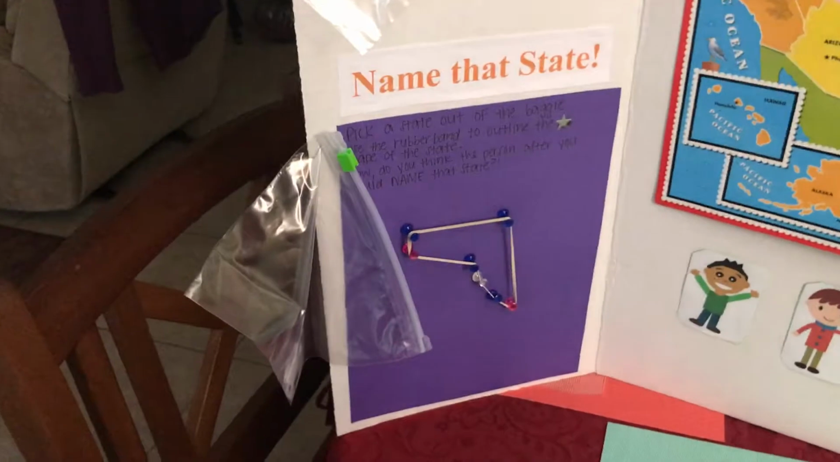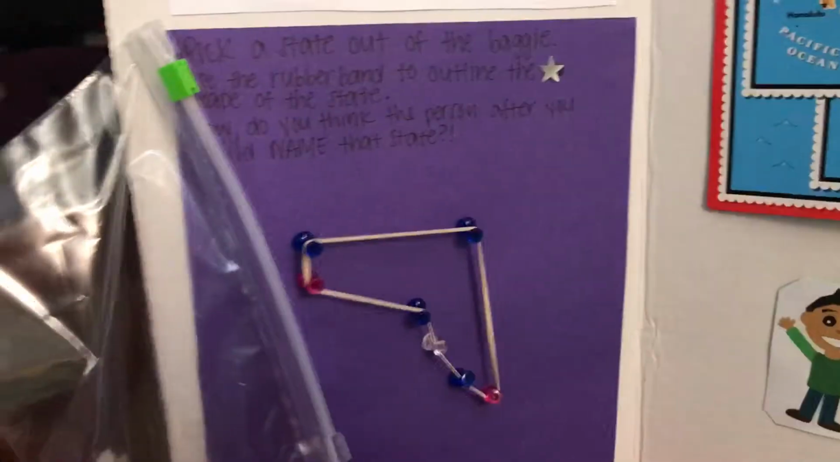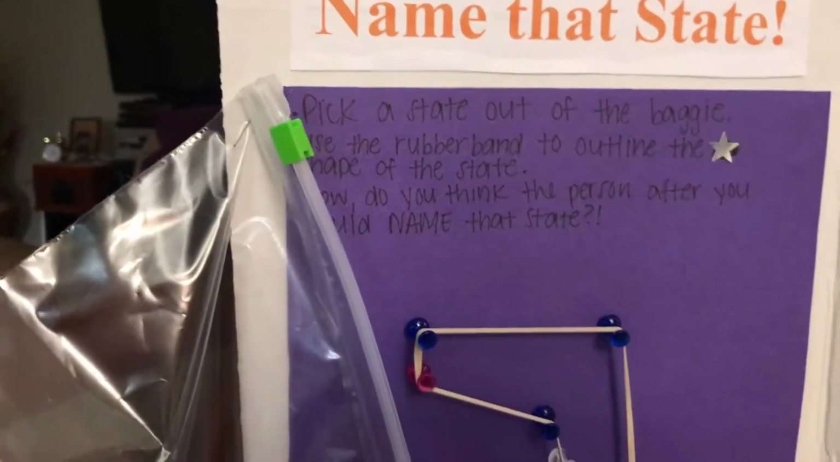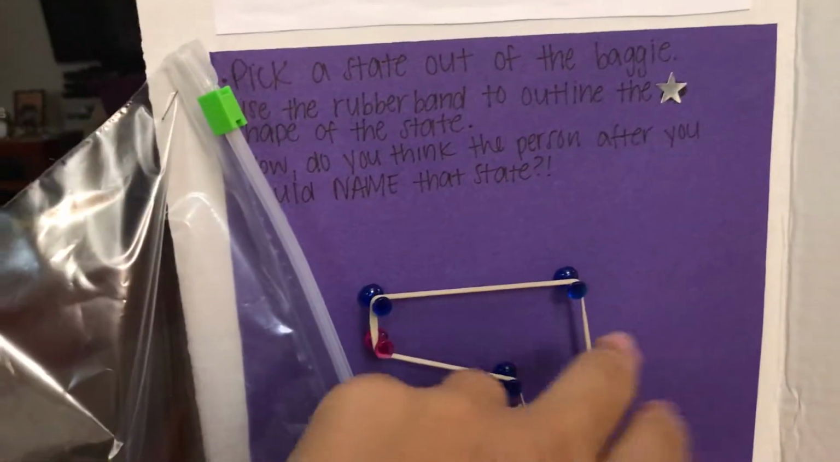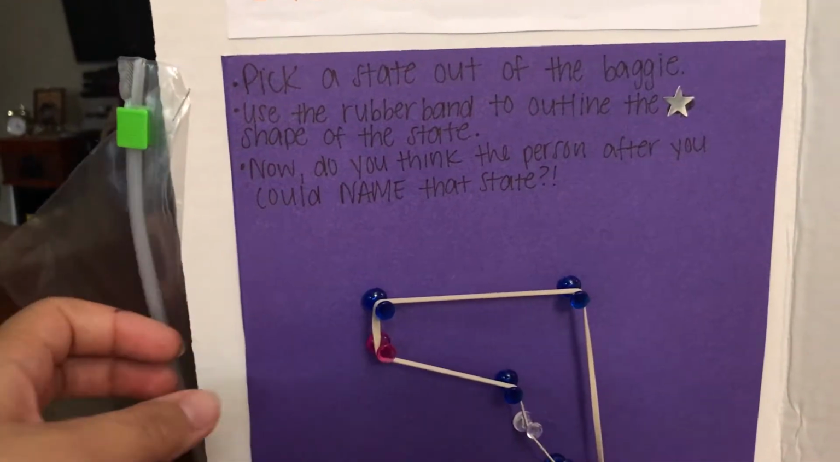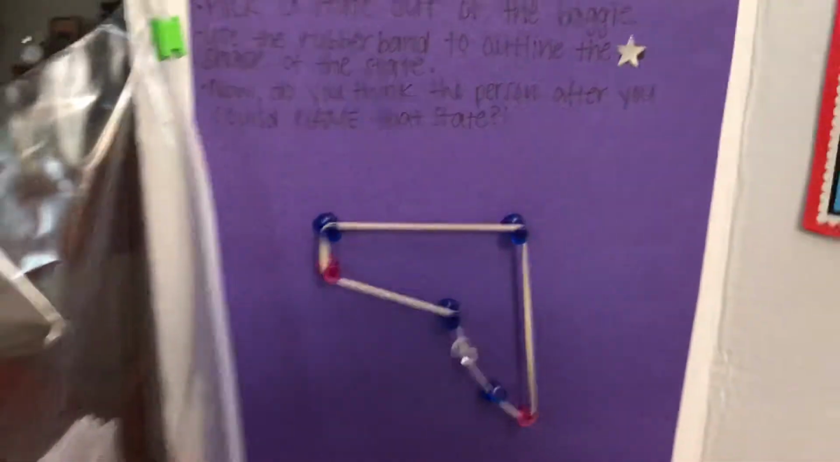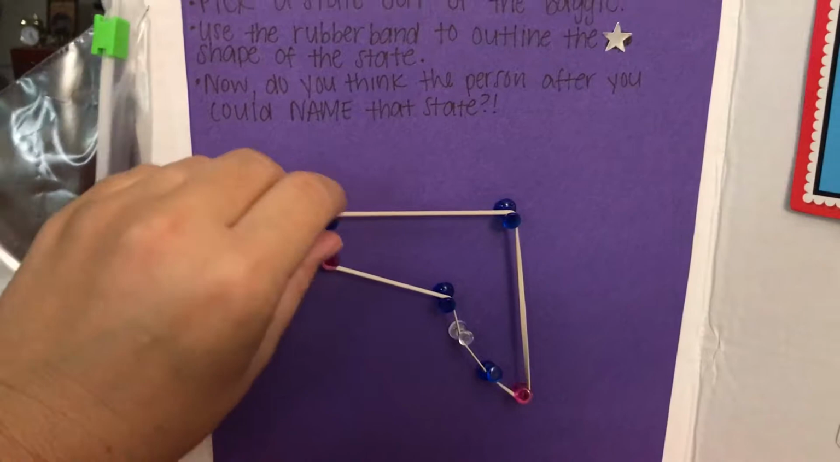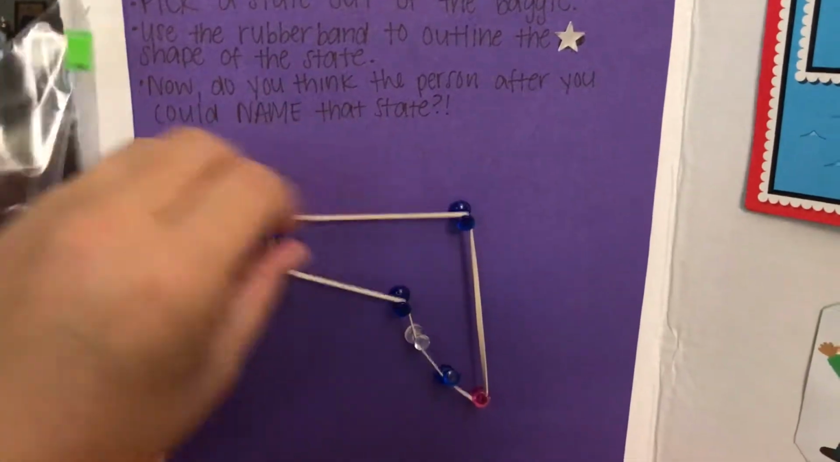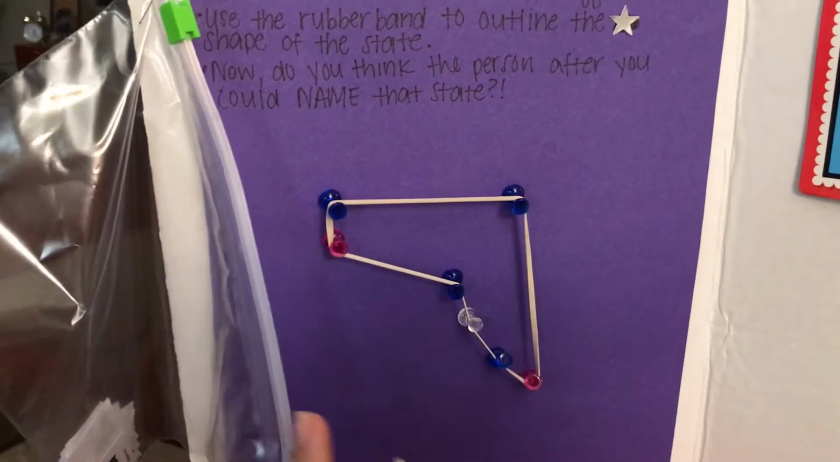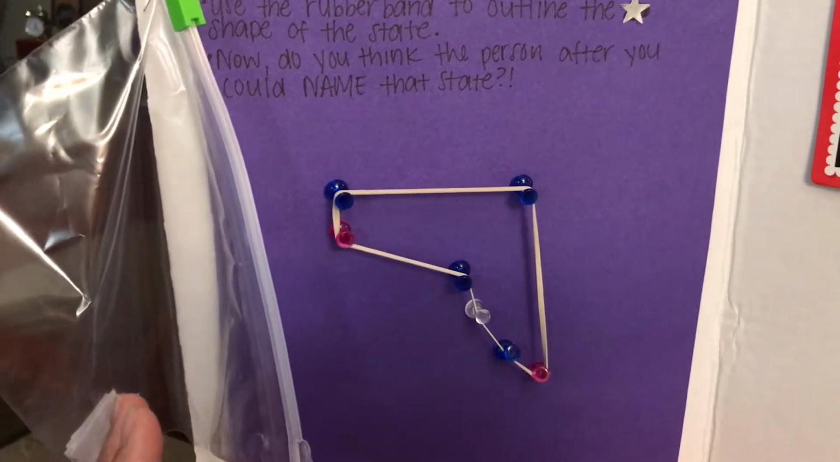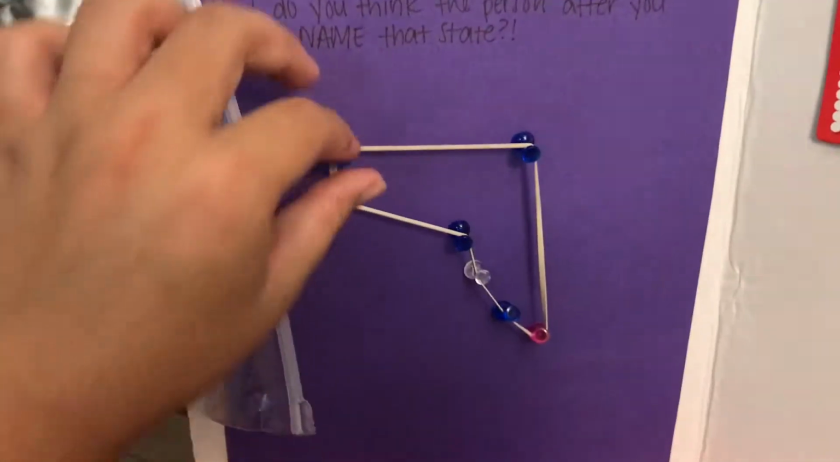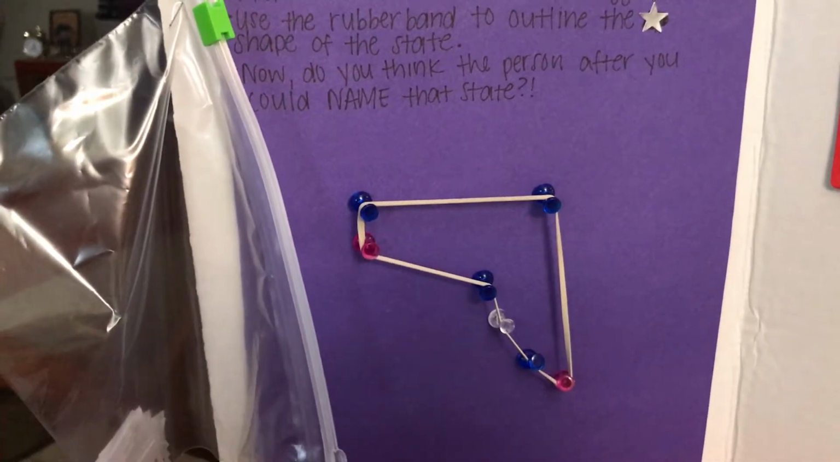The second one is Name That State. I'm going to scoot down a little bit so you can see the instructions. It says pick a state out of the baggie, and use a rubber band to outline the shape of the state. Now, do you think the person after you can name that state? This is exactly what they're going to do. These are different pins, and those are some materials that the teacher will need. These are push pins, so students will have to be very careful with them. If the teacher knows something different that can stick out a little better rather than push pins, then that would be perfect.